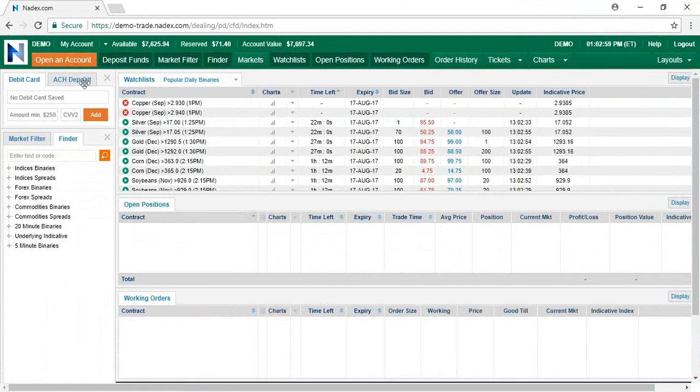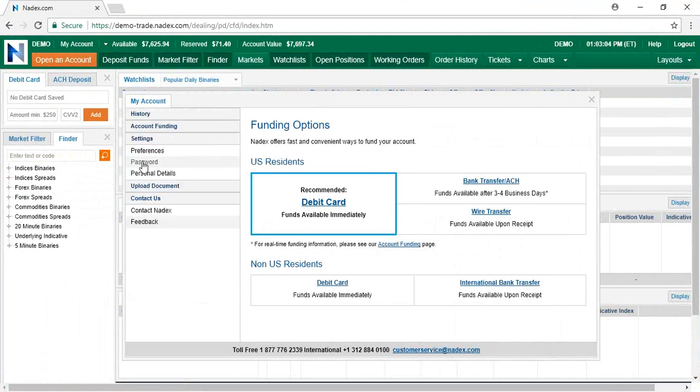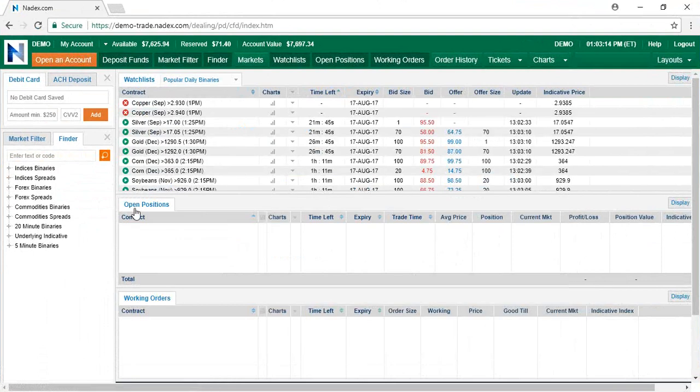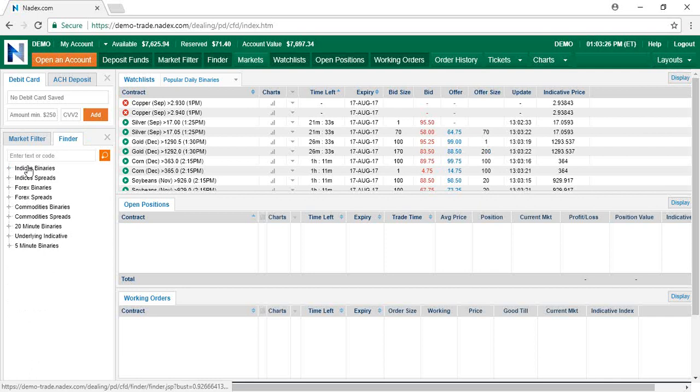Once you do that, go right up here to my account, then to settings, and then to password. It'll let you change that temporary password they emailed you to whatever you want, that way it's easy to remember. The demo platform is a great place to get familiar with Nadex and the products they offer, go through the different instruments and look at the different binary contracts, check out the expirations, and get familiar with entering and exiting orders. Any new strategies or systems you're trying to test out, you can test them in a demo account.